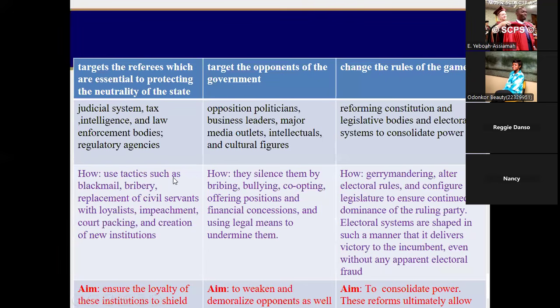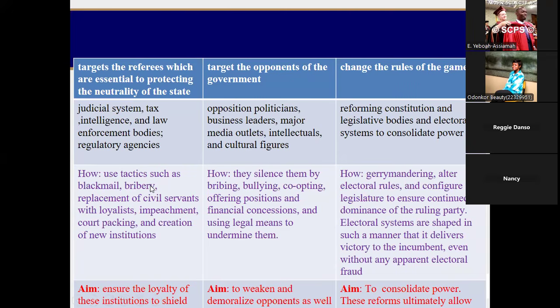Now, they use tactics such as blackmail. They can blackmail you. Hey, you, Yeboah-Assiamah, you are speaking against the government. Well, if you don't do this, then they can do some blackmail. They can blackmail business leaders. Okay, if you don't stop this, your consignment that is coming, we will make sure you struggle. This contract that you want, they blackmail.